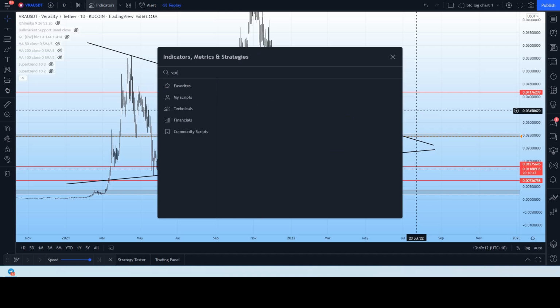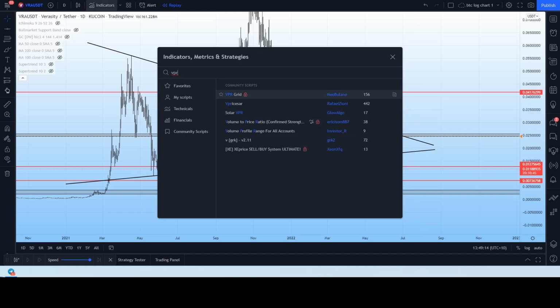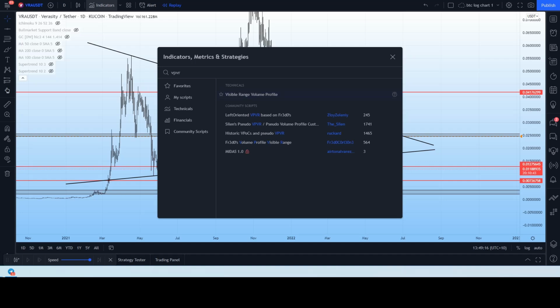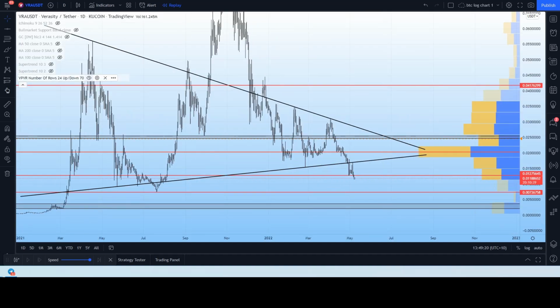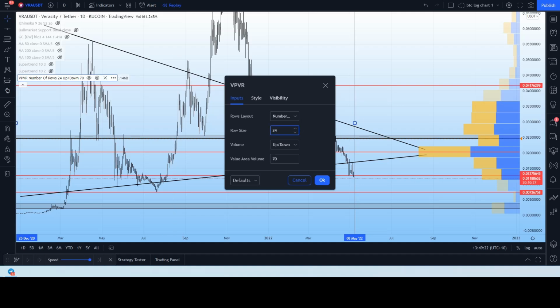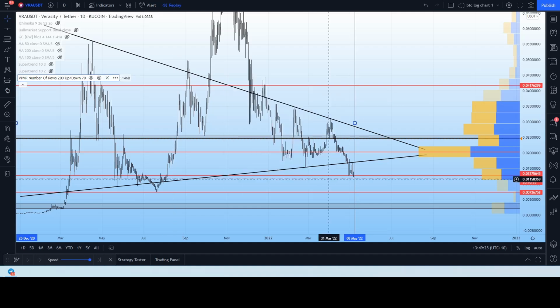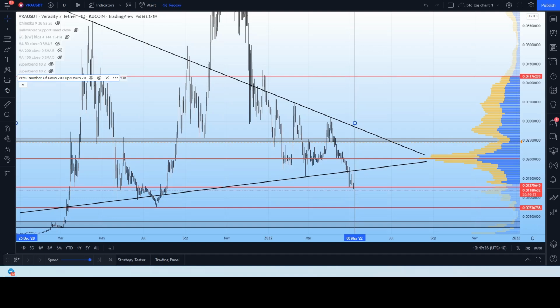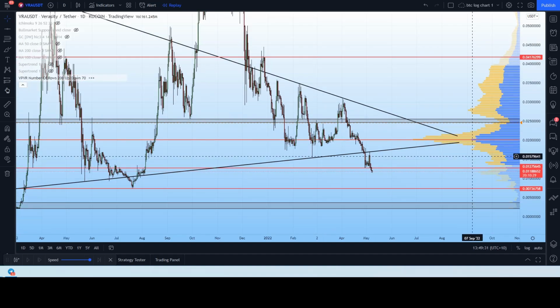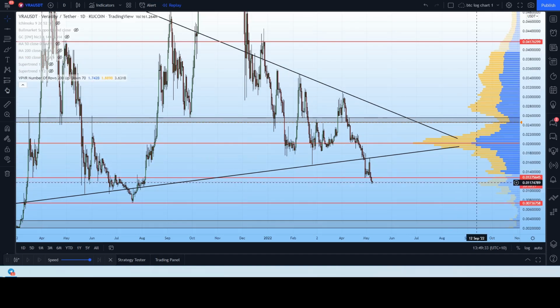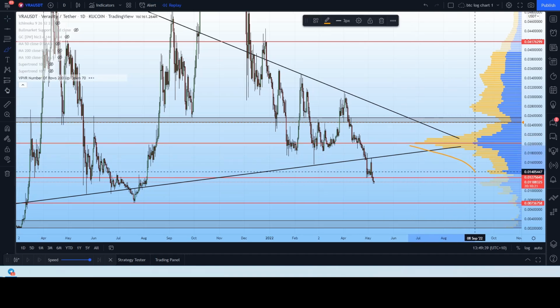Let's take a look at our VPVR before we move on. The visible range volume profile is a great way of predicting where the price can potentially find support, as this indicates historical price points or price ranges where we have had significant or higher degrees of buying and selling in the past. So we can see over here that we recently lost our POC line, and because of that, we kind of went on a downtrend, concaving down below to this next peak.